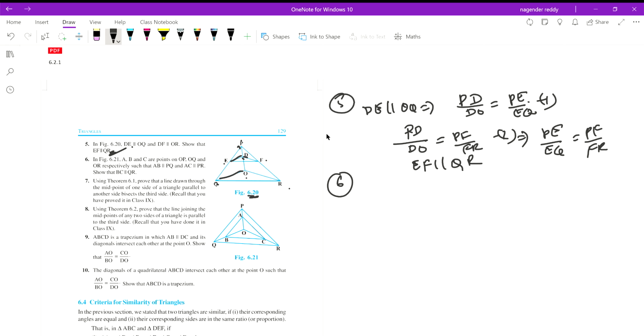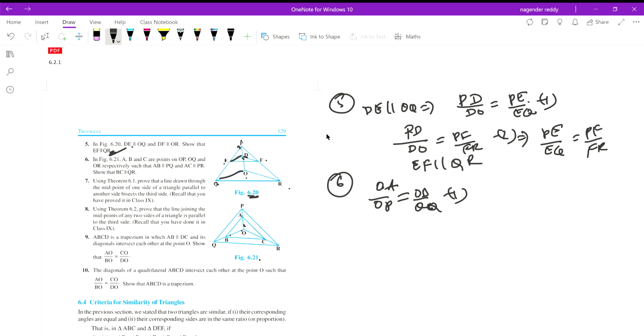We'll go for the sixth one. In figure 6.21, A, B, C are the points on OP, OQ and OR respectively, and AB is parallel to PQ. Please consider triangle POQ. AB is parallel to that, then I can write AO by AP is equal to OB by BQ. Consider this equation 1.